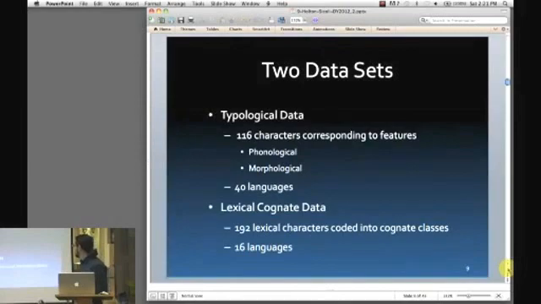The lexical cognate data, we just got some of this out yesterday, so it's rather new. We have 192 lexical characters coded into cognate classes, and we did this for 16 languages. We're hoping to really build this up in the near future, but this is, in a sense, new work and work in progress that we're presenting.